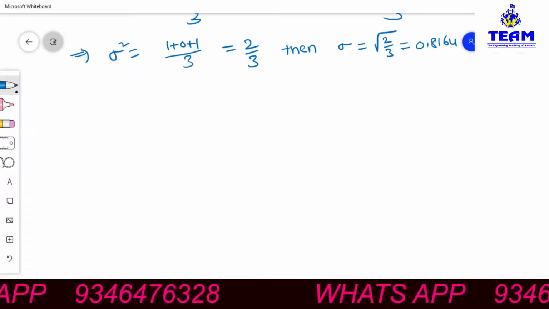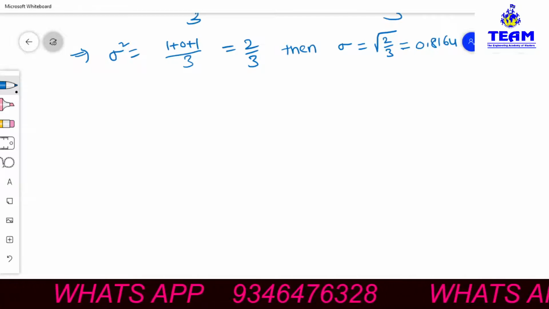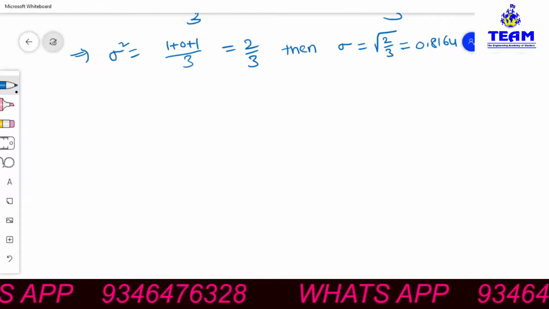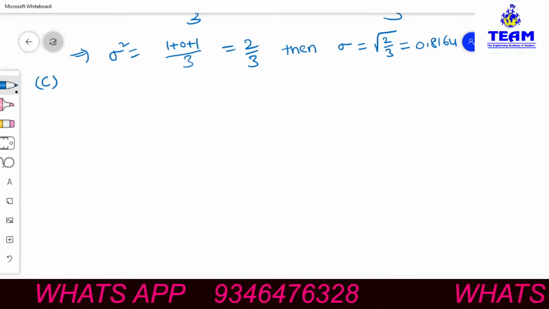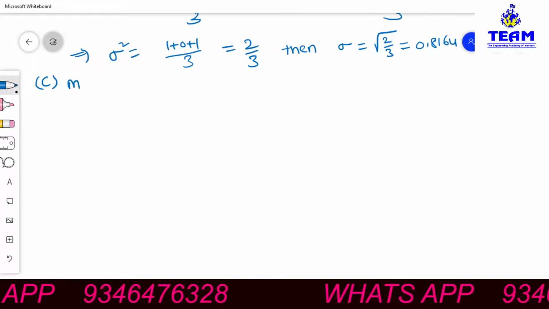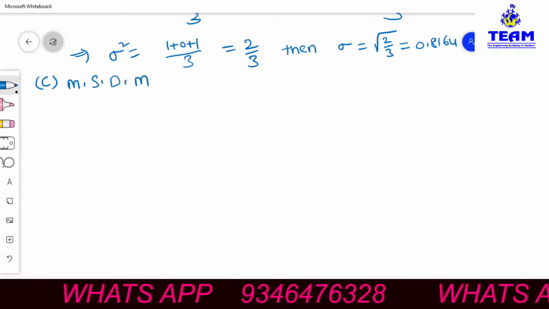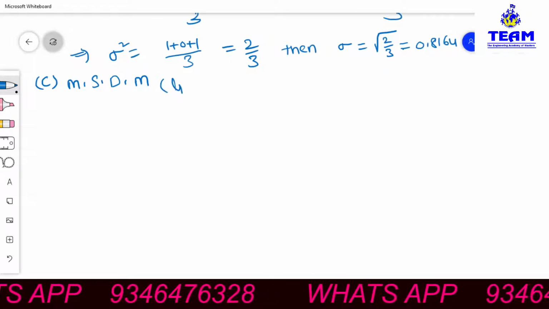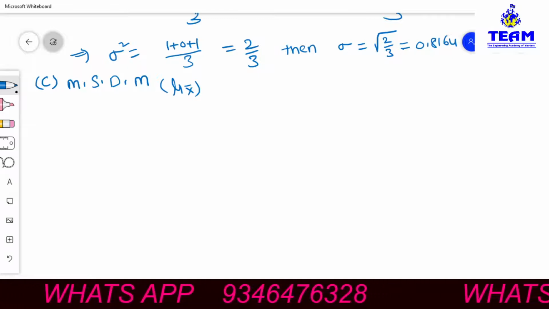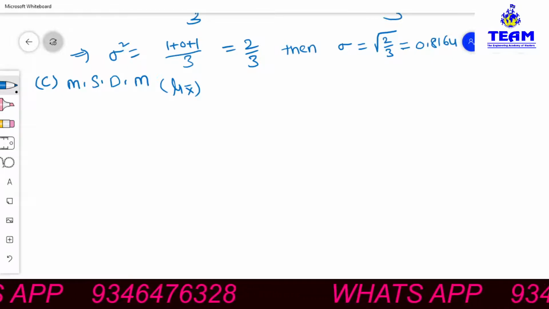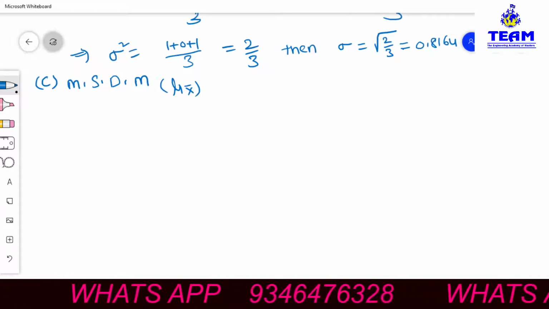Friends, now I would like to find mean of sampling distribution of means. Of course, the short form is MSDM, which can be represented by mu suffix x bar. Mu x bar is the notation for mean of sampling distribution of means.